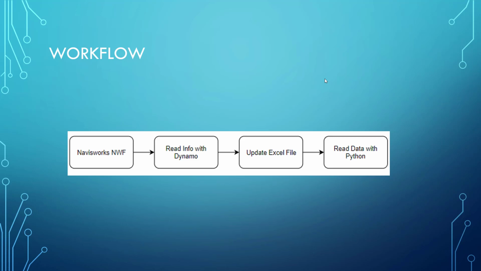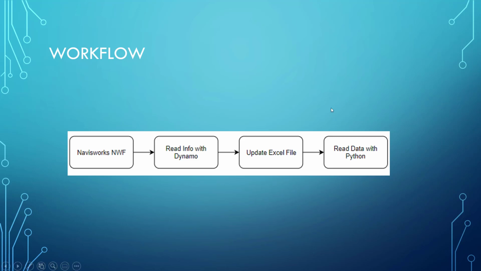So to read the rest of this workflow, we start with the Navisworks NWF, read the info with Dynamo, update the Excel file, which is just a database specific to that project, and then we read the data with Python. The idea, ultimately, for me, is to take the Python script, be able to read every single project's individual data, and then pull that into an ultimate database that we can visualize and start finding correlations in different things.